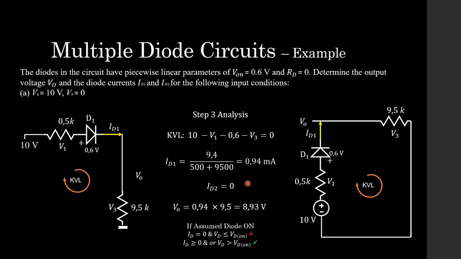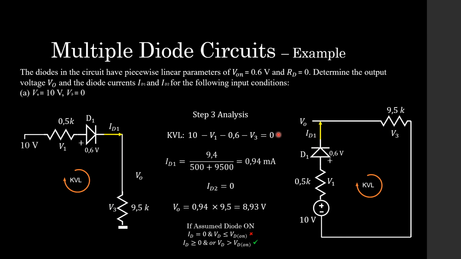The next thing, students, is to do step 3, which is the analysis. Looking at the analysis, I've cleaned up the circuit quite a bit. Because our diode 2 was an open circuit, we could have just removed that entire branch. As you can see, I've removed that entire branch, cleaned up the circuit, much easier to work with. We have a KVL loop now that we can perform. So according to KVL, 10 volts minus the voltage V1 across this resistor, minus the diode on voltage, which is 0.6 volts, minus the voltage across this resistor V3, all equals 0.